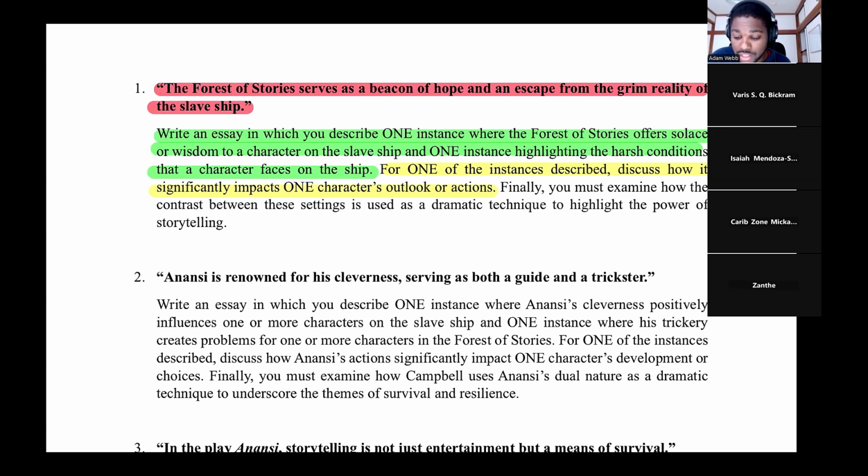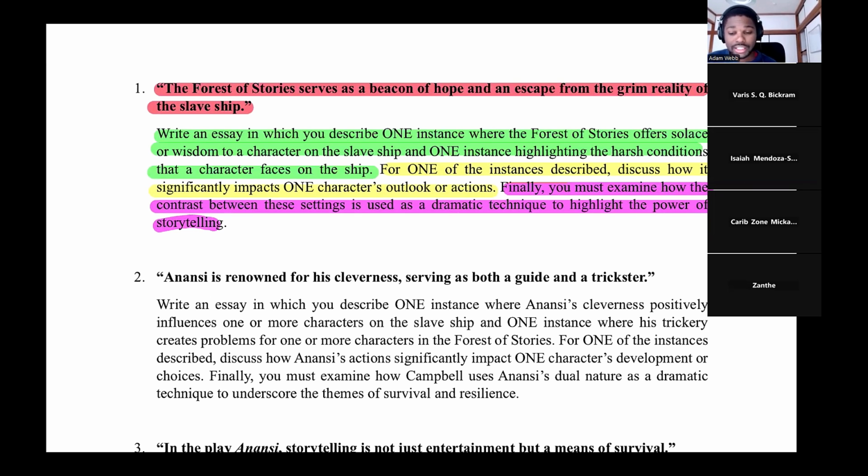And the third part of the question will ask you to look at some kind of device or technique. Finally, you must examine how the contrast between these settings is used as a dramatic technique to highlight the power of storytelling. So this is the structure of your English B question, and you will recognize the structure across all of the genres. Your poetry question, your drama question, your narrative question, they will all look the same in terms of the format, pretty much the same. A few variations might be there in the last part, but roughly the same.